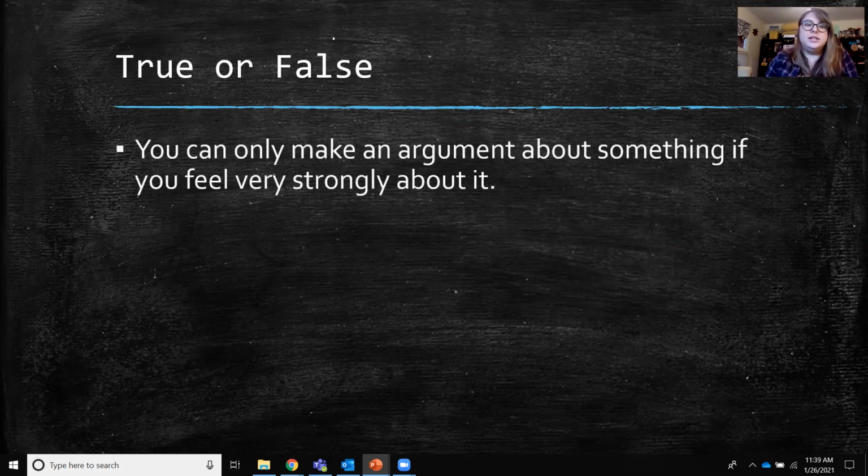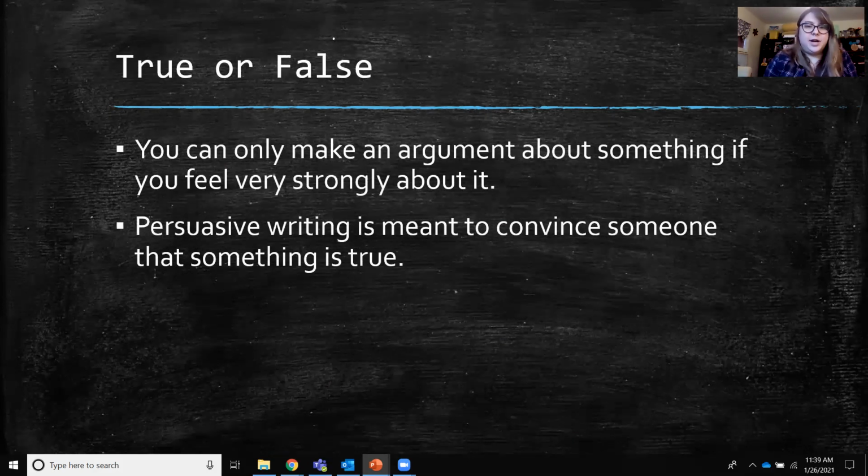My first sentence is that you can only make an argument about something if you feel very strongly about it. If you feel that this is true, write true next to number 1. If you feel that this is false, write false next to number 1. Once again, number 1 is: you can only make an argument about something if you feel very strongly about it. Number 2, persuasive writing is meant to convince someone that something is true. Again, if you think this is true, write true. If you think it's false, write false.